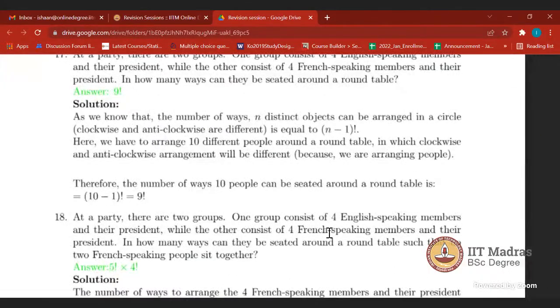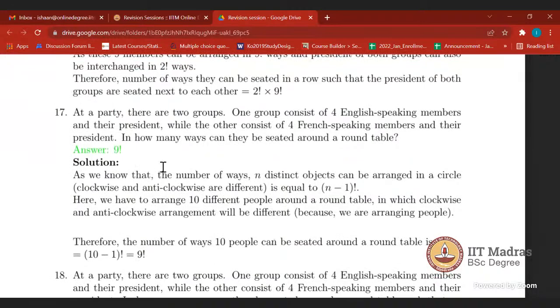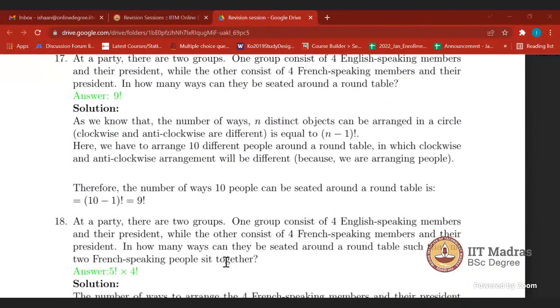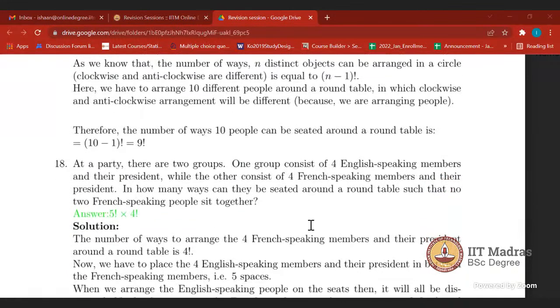Okay, see. At a party, there are two groups, okay? One group of 4 English-speaking members and their president. And other is of 4 French-speaking people and their president. So in total, there are 10 people, right? So 10 objects in circular permutation can be arranged in 9 factorial ways, N minus 1 factorial. Okay, so that's simple 9 factorial. Now let's plug in some conditions.